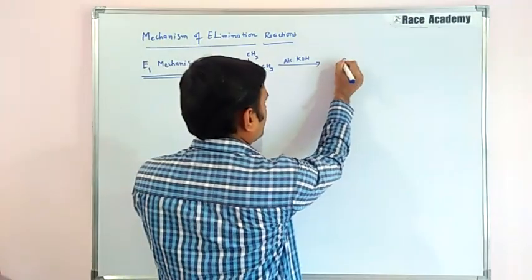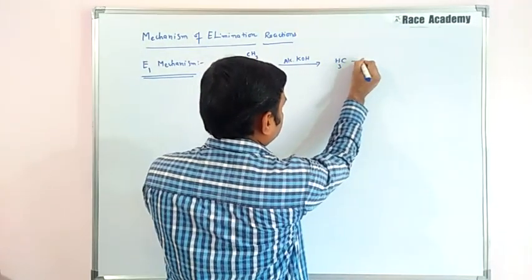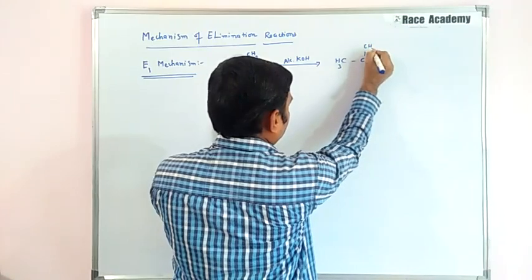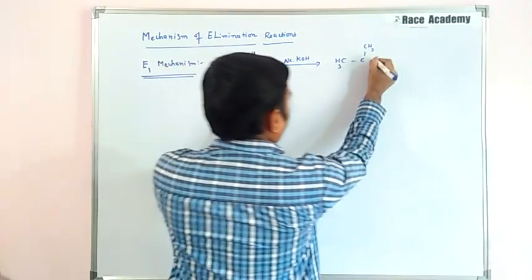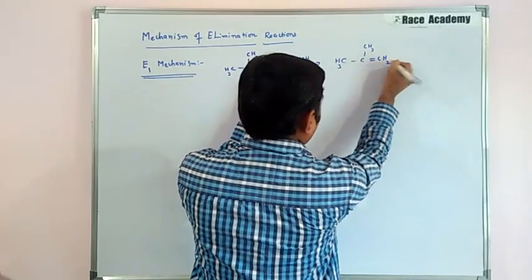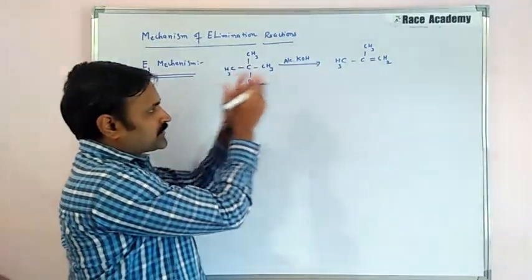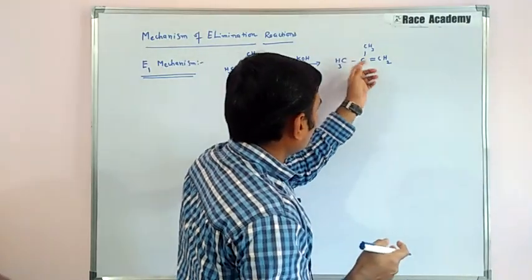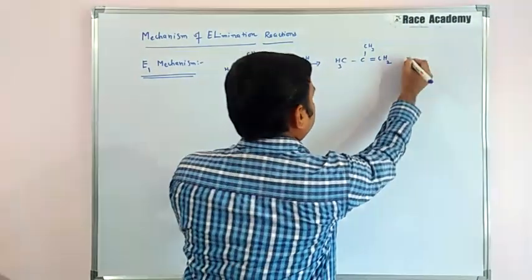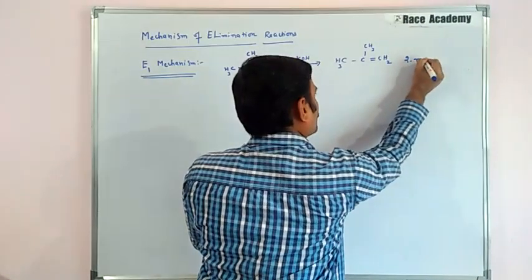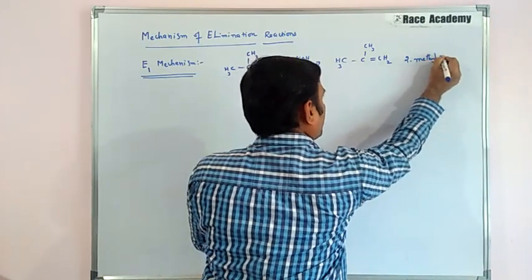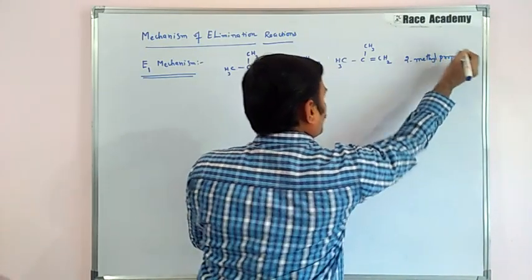The product is CH3, here also CH3, and here I am going to write a double bond. So the compound we obtained is an alkene, 2-methyl propene.